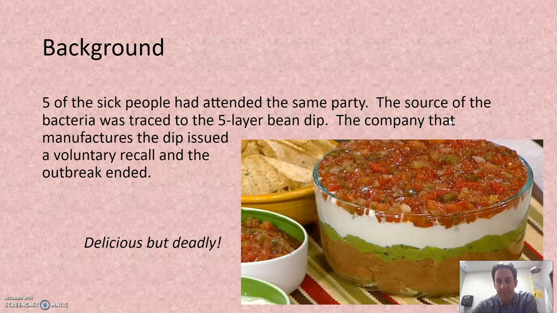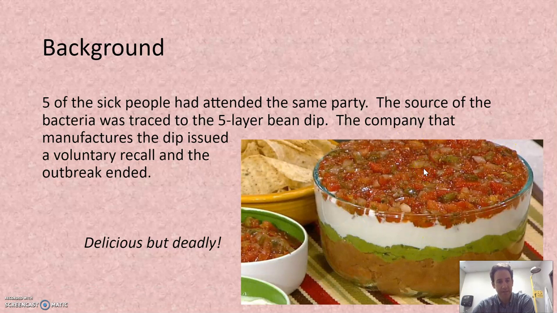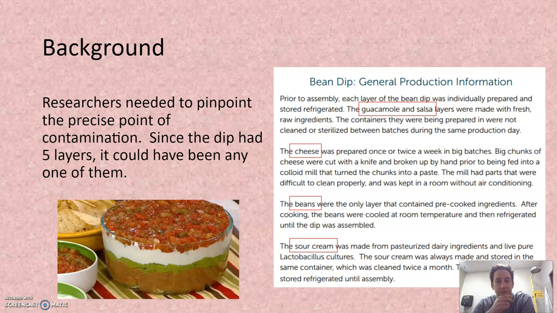In trying to trace back the source of the contamination, it turns out that 5 of the sick people had all attended the same party. And so from that little clue, they traced the source back to the 5-layer bean dip, delicious but deadly. The company that manufactured the dip made a voluntary recall, the outbreak ended, problem solved. However, researchers still needed to pinpoint the precise source of contamination, just for future knowledge to make sure that we address whatever the fundamental cause was of this.